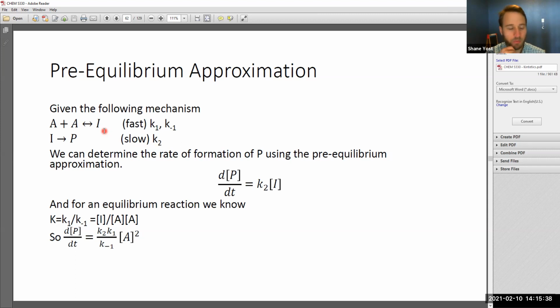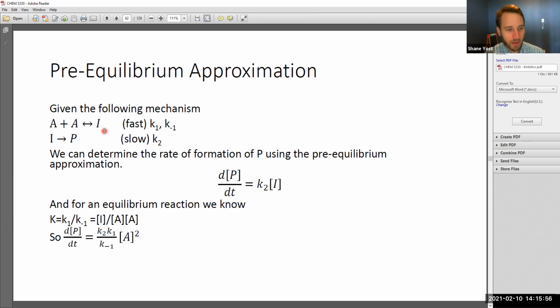In terms of when you need to know which to use: if you're given a problem, you'd be told to use the steady state approximation or the pre-equilibrium approximation. In terms of problems in this class, you'll just be told which approximation to use.